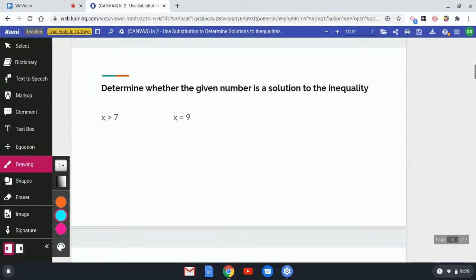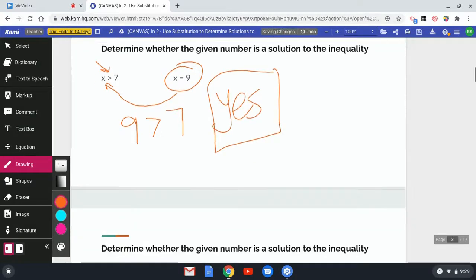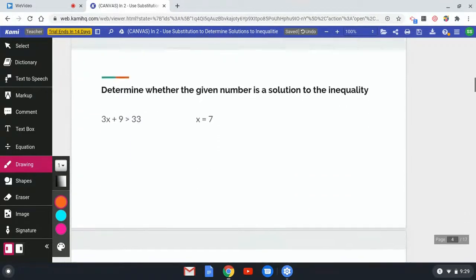So determine whether the given number is a solution. So let's look. Here we have our inequality. Read that out loud. X is greater than 7. So let's see. Wherever I see x, I'm going to put this number. So is 9 greater than 7? Is that true? Yes. Woo! That's it.